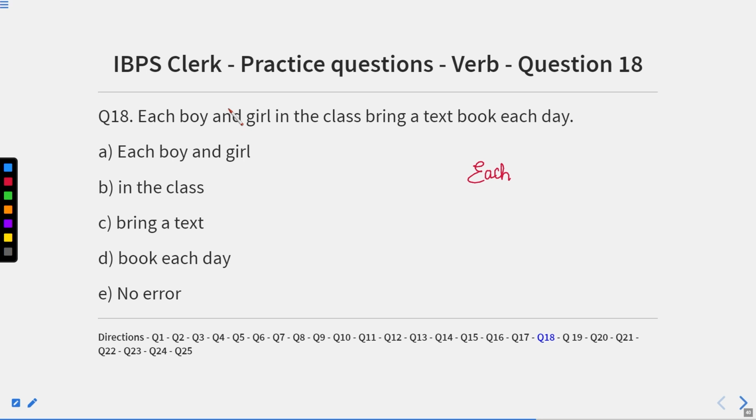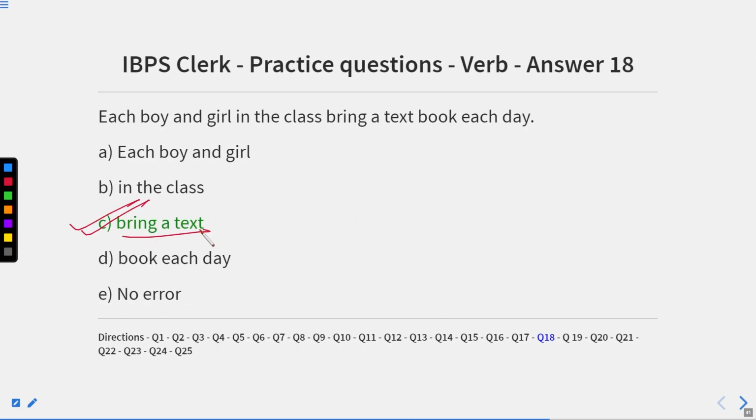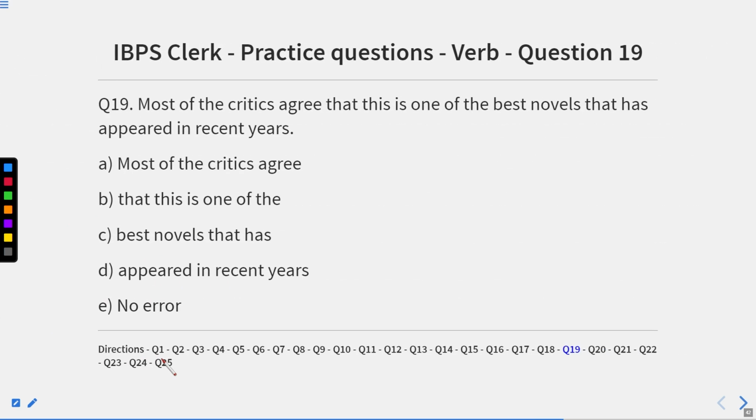That is fine. Now each boy and girl in the class bring a textbook each day. So bring is the verb which should depend on the subject. So this bring should be replaced with brings, because with each and every, in any manner they are written, we should write only the singular form of verb after them. So our answer is C, that is bring a text. So bring should be replaced with brings a text. Now let us move to the next one. That is question number 19.